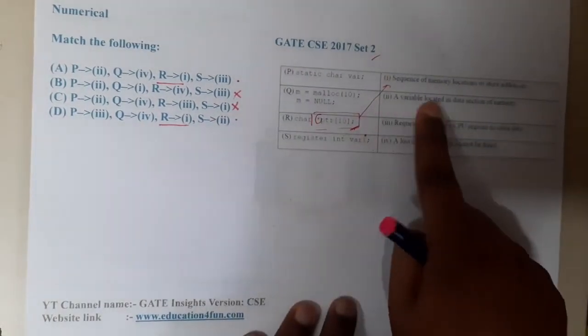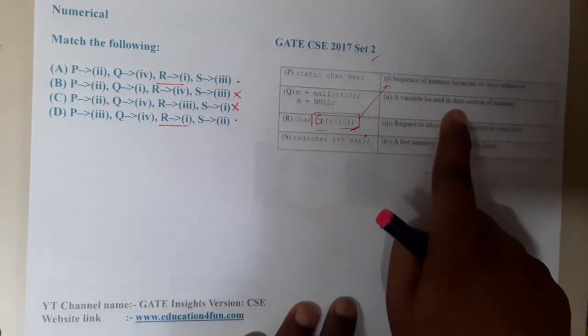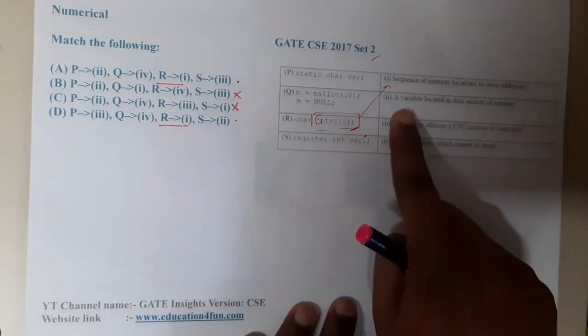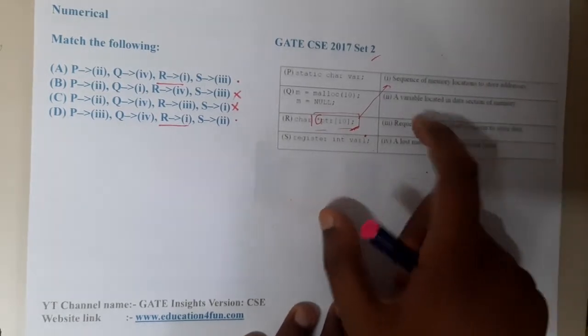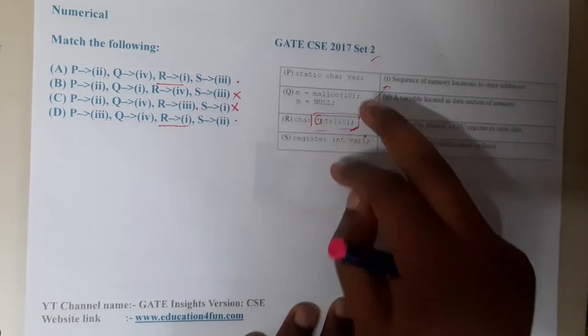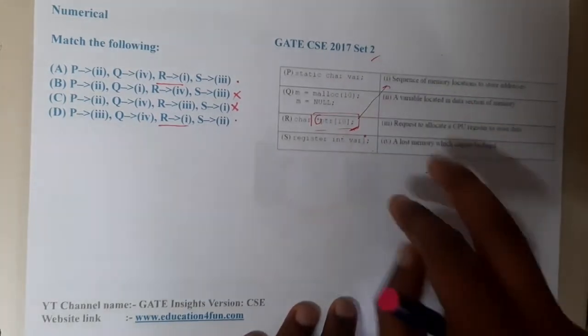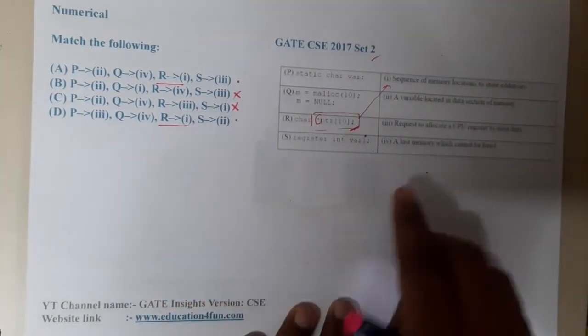A variable location in the address section of memory. Basically it is saying a variable is created. It might be register or it might be static. So we are confused between P and S for 2. Let us keep it aside for now.